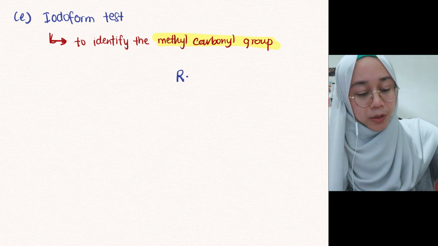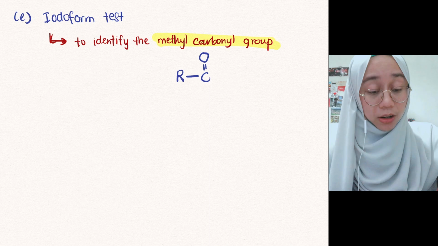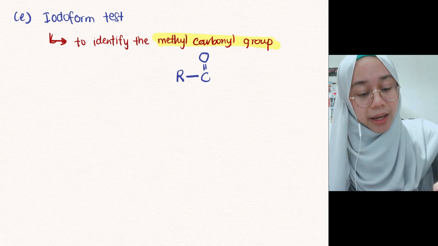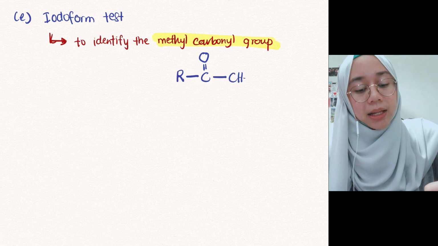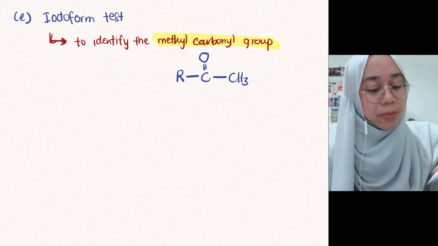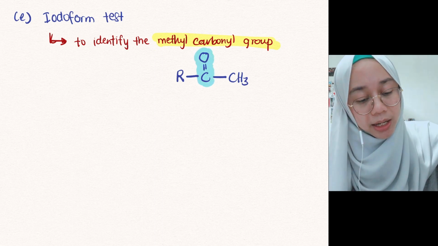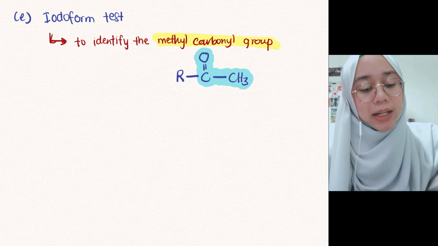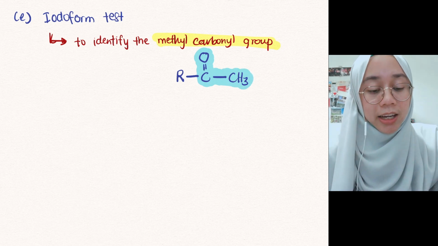Okay, tak apa, betul-betul ada R. So it needs to have carbonyl. Obviously dia kena ada carbonyl and kena ada methyl group lah yang attach dengan carbonyl ni. Okay, so bahagian ni kena ada carbonyl and then kena ada methyl group yang attach dengan dia.